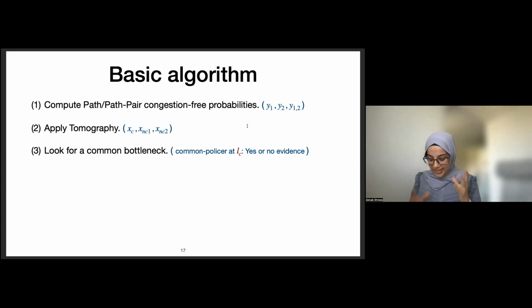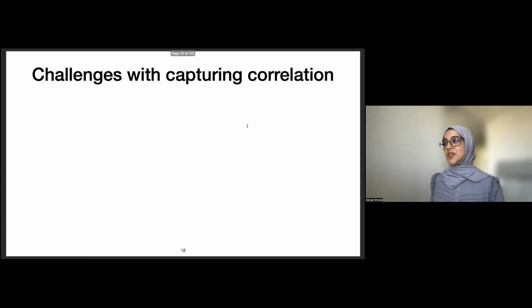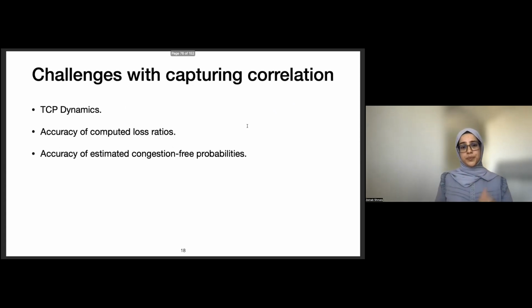And the reason why it's not that easy is because on the internet, in reality and practice, correlations are not easy to have and find. And the reason for that is three main challenges. The TCP dynamics, the fact that TCP reacts to network conditions and sends in a different manner than how you set it. The second thing is how accurate we are with the loss ratios we compute and how accurate we are with the probabilities we compute. So I'm going to talk about each one of them separately.